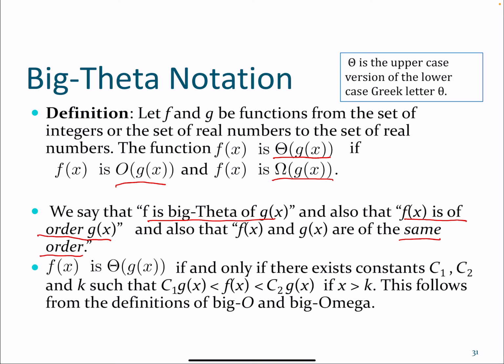To prove that f(x) is big theta of g(x), you can find three constants, C1, C2, and k, such that C1 g(x) is smaller than or equal to f(x), which is smaller than or equal to C2 g(x), if x is greater than k. This follows from the definition of big O and big omega notations.